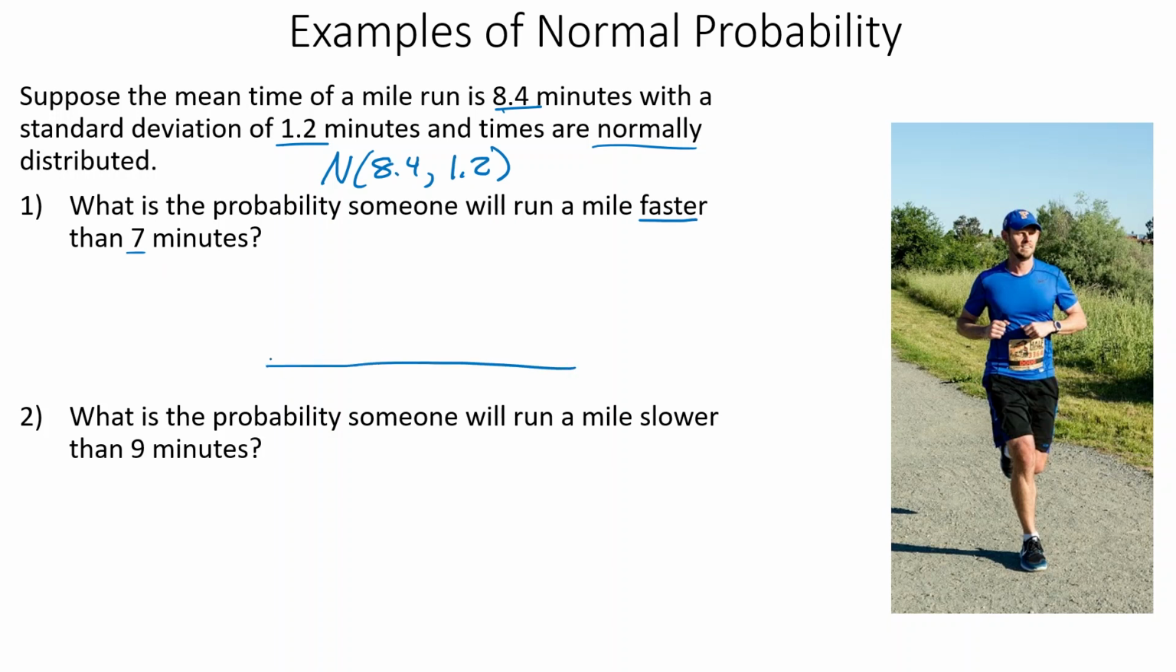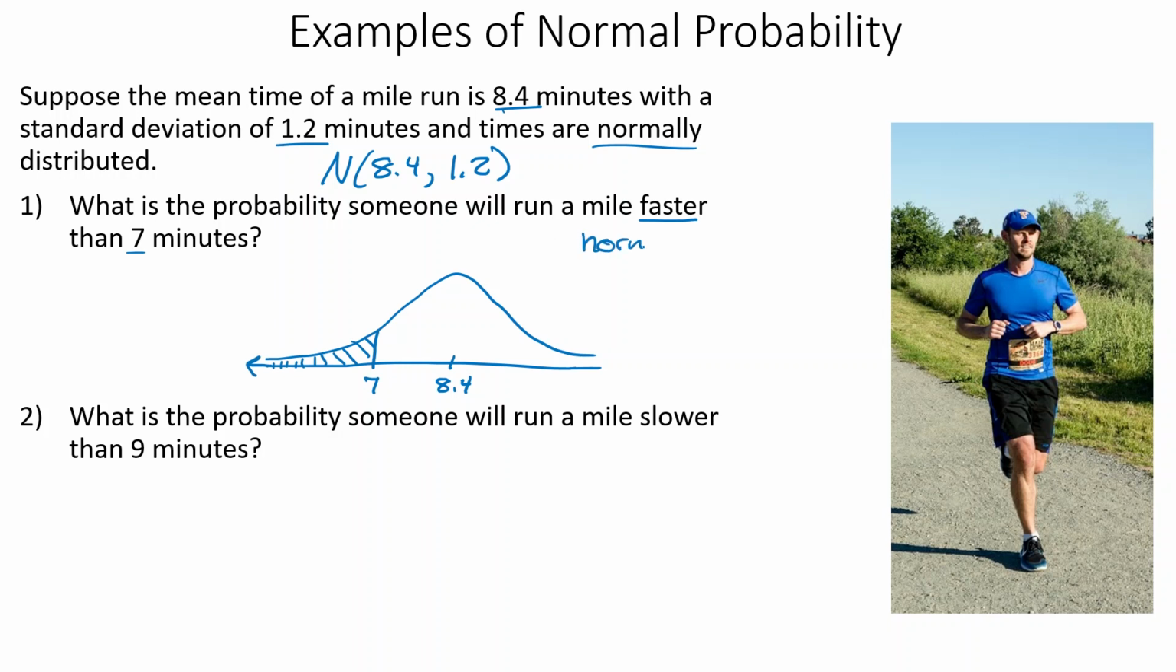All right, so faster means less than, when we're working with running, or we're working with times. So 8.4 would be right here in the middle. 7 would be somewhere down below it, and faster than that would be less time, so that would be down here. Now we don't have a lower endpoint, it just keeps going.